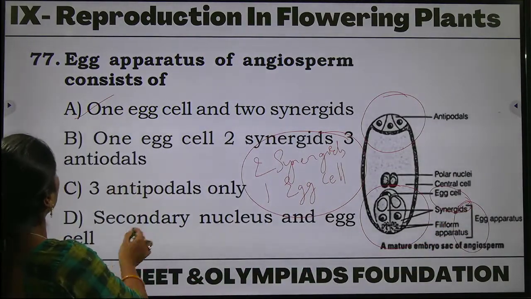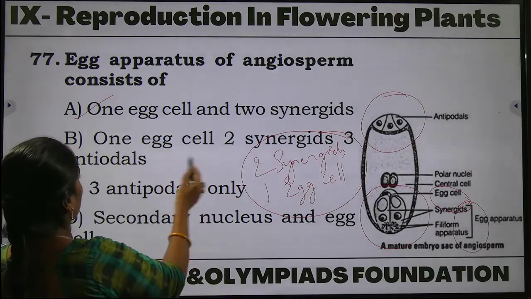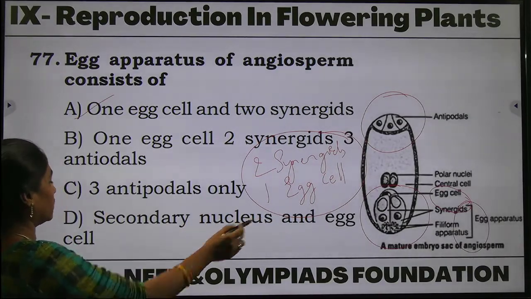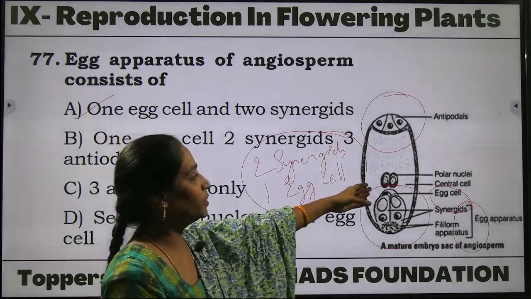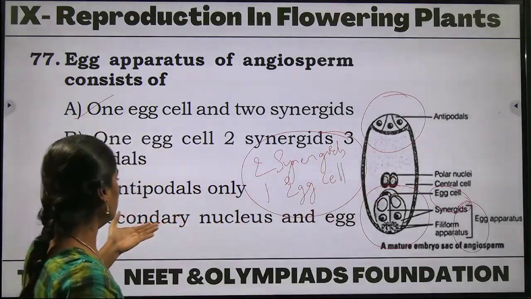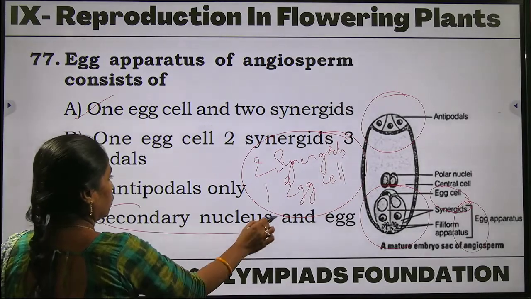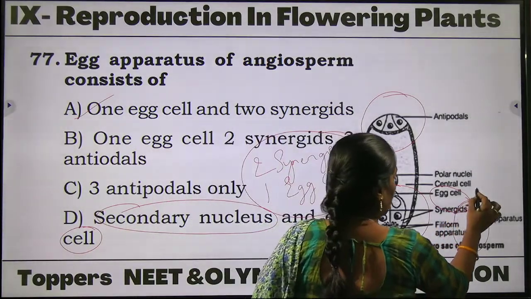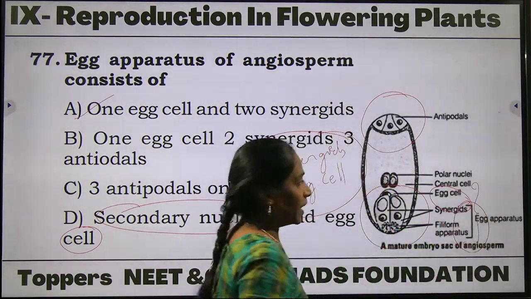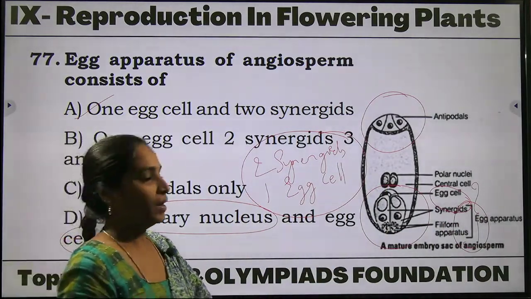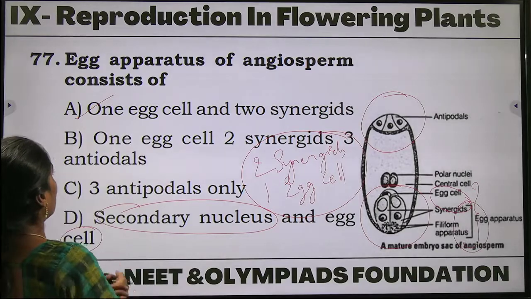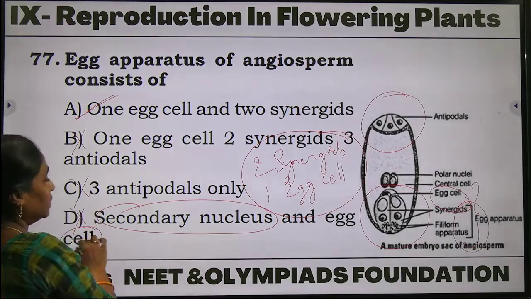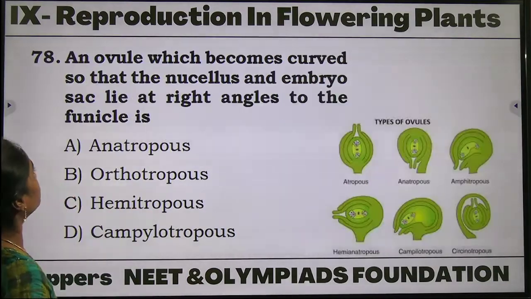Okay, so let us see here, 1 egg cell and 2 synergids and 3 antipodals. No, 3 antipodals only. No, secondary nucleus and the egg cell itself. Secondary nucleus will be in the central region, so it's completely wrong, and only egg cell itself is also a wrong option. So this must include the egg cell, synergids, and within the synergids we can observe the filiform apparatus. Okay, so that includes the egg apparatus. Option A will be the correct one. Options B, C, D are the wrong ones. Okay, next, coming to the next question.